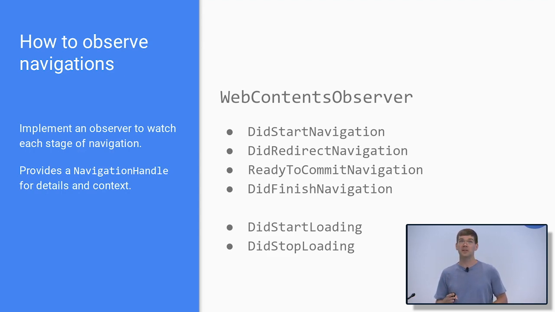The first four events are navigation events, and they will provide you an object called a navigation handle that you can query for details like what the URL is, what the frame that's navigating is, and all kinds of other details. And the last two events, start loading and stop loading, are about the loading. They bracket when the throbber starts and stops spinning. Now, these are supposed to be read-only events. You're not supposed to cancel a navigation and start a new one from them.